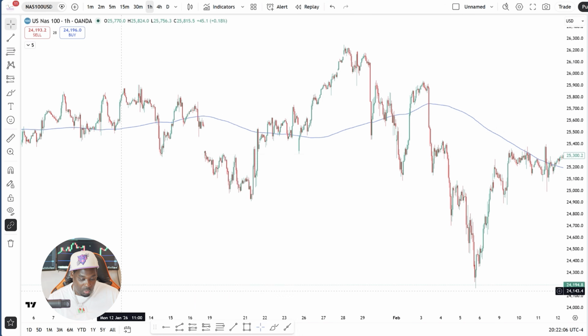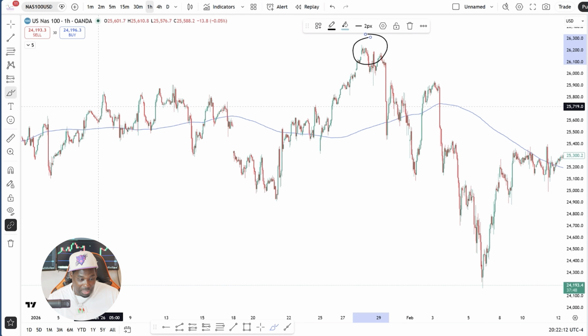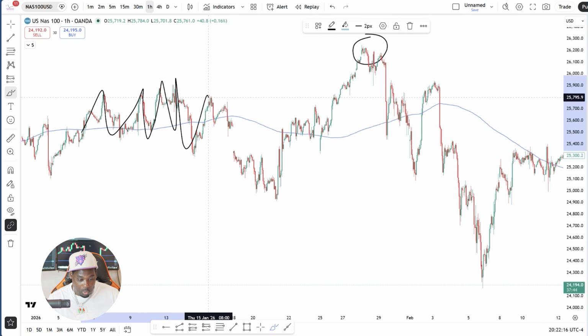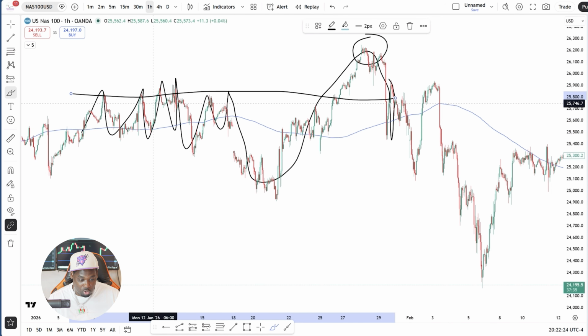So right here, we had a head and shoulders. The reason why I'm showing you this head and shoulders is because I like this, because notice how we have a lot of resistance right here. Boom, boom, boom, boom, boom, boom. And then it comes up, creates that head, comes back. And then this right here is strong resistance.